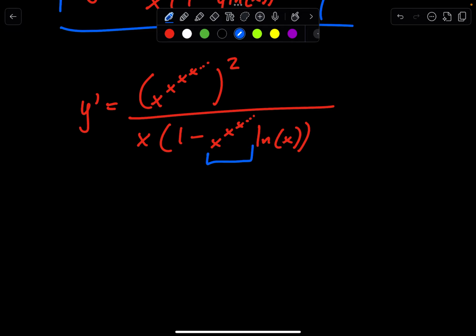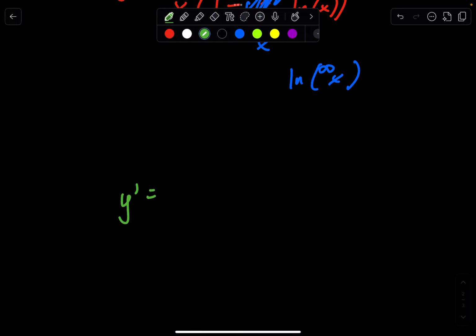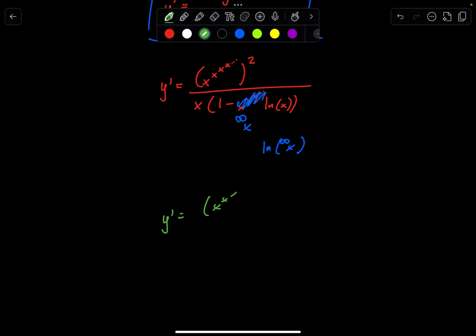But this x to the x to the x to dot dot dot can actually be placed inside of the ln of x, because when doing so, it's essentially the same thing, because x to the x to the x, if you just add another x to the base of it, it's equal to itself. So if you didn't catch that, you can replace this with x to the infinity, x tetration infinity. But when you put this in the ln of x, it's still ln of x tetration infinity. So if you want to look even cooler, your final answer is going to be y prime is equal to x to the x to the x dot dot dot all squared, which I have no idea what that even means, to be honest, all over x times 1 minus ln of x tetration infinity.